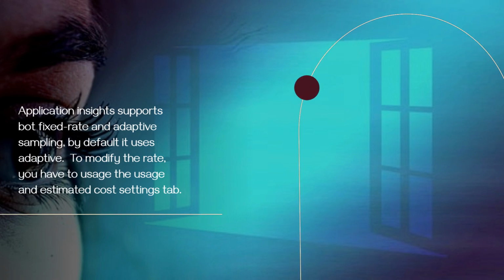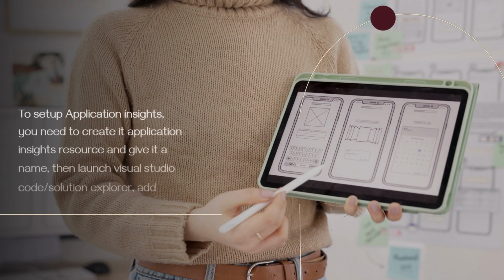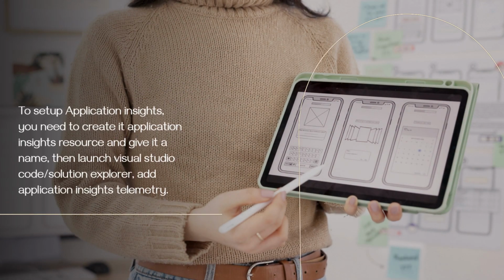To modify the rate, you have to use the Usage and Estimated Cost settings tab. To set up Application Insights, you need to create an Application Insights resource and give it a name, then launch Visual Studio Code, Solution Explorer, add Application Insights telemetry.